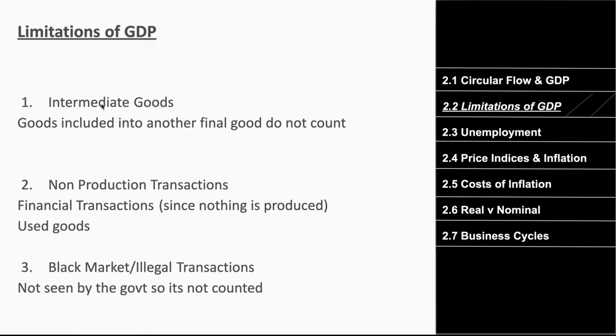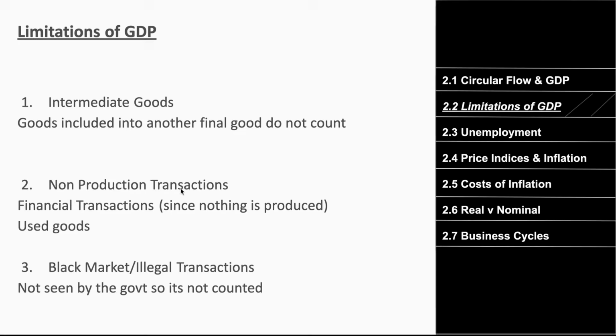First, intermediate goods. That means that goods included into another final good do not count. What does that mean? It means that goods inside of another good don't really count. So if you produce a car and it has a radio inside of it, then the radio doesn't count. It's a part of the car. So intermediate goods don't really count.